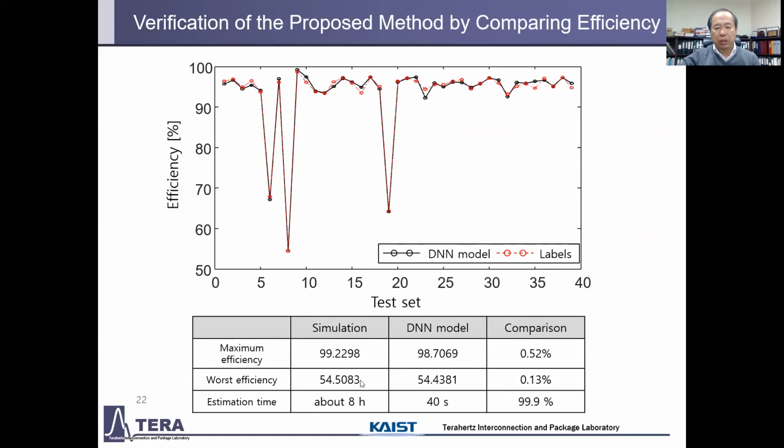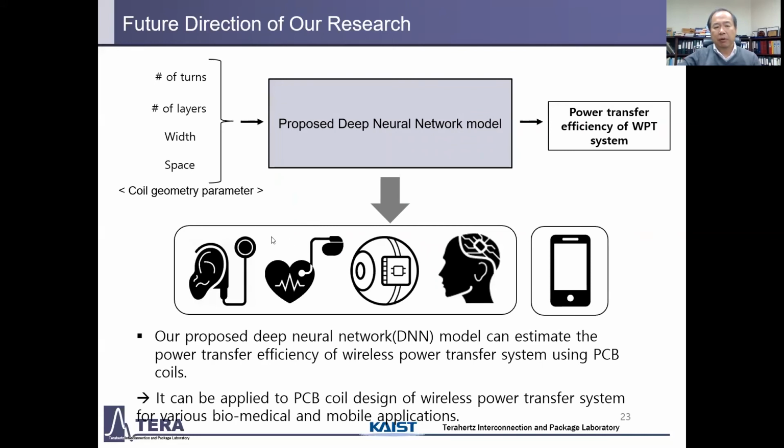Of course, usually a computer simulation takes 8 hours, but our deep neural network DNN model takes just 40 seconds. So it is another example that we can apply this artificial neural network machine learning methodology for design optimization and design estimation. In the future, a wireless power transfer system will be useful for hearing aid chargers or implanted device chargers and so on, in addition to the smartphone. And I think during the design process of this wireless power transfer system, deep neural network will be a very useful methodology.